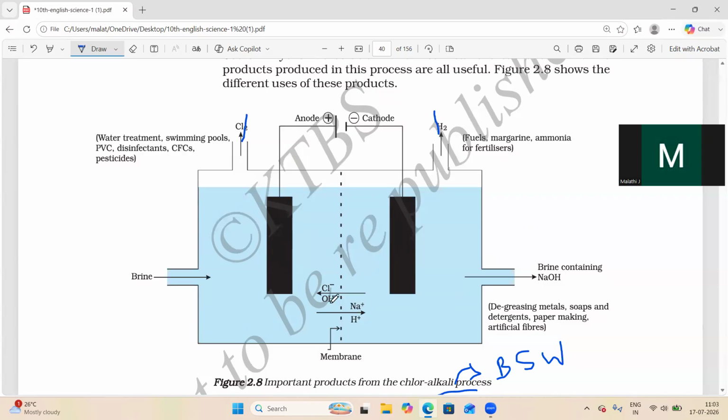How we will make this, we'll see here. NaCl, sodium chloride, you have to take as a raw material, and water. You have to dissolve NaCl in the water. Then you have to fit two rods. One rod should be connected to the positive terminal of the battery, that is the anode. One rod you should connect to the negative terminal of the battery.